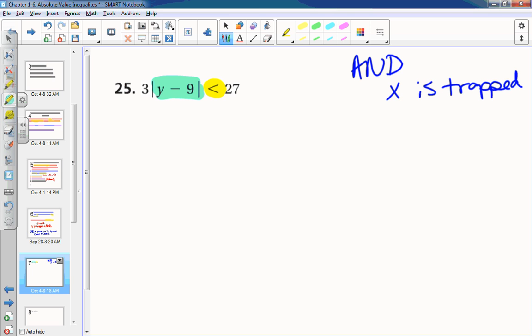So tell me, does 3 go into 27? And the answer to that is yes, it does. So if I divide both sides by 3, I'm going to get y minus 9. Did I divide by a negative? No, I did not. Is less than a 9. Because this is a compound inequality, if I would pretend that this is an equal sign, what we would have going on here is case 1.